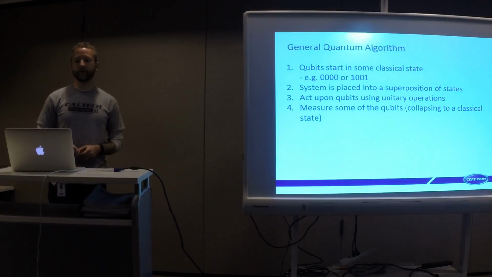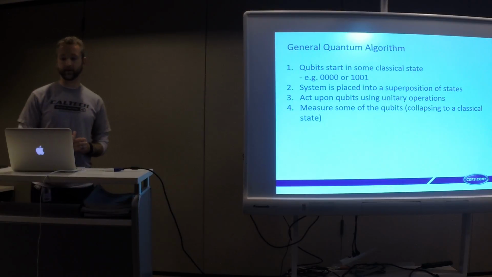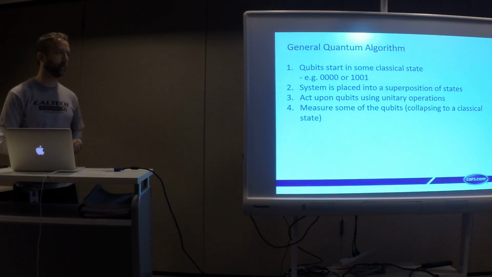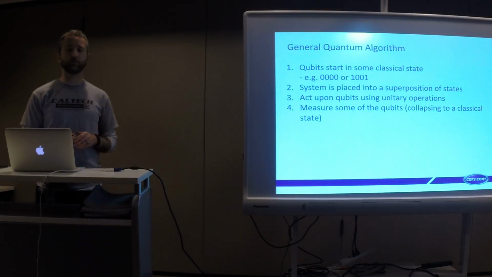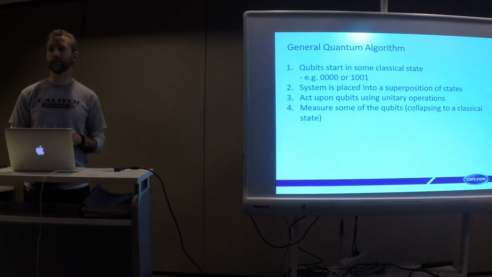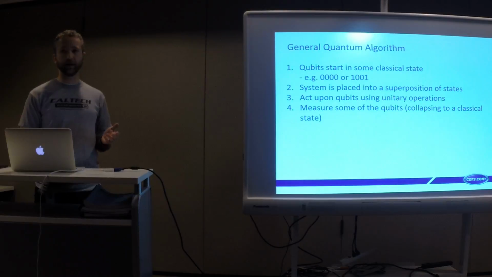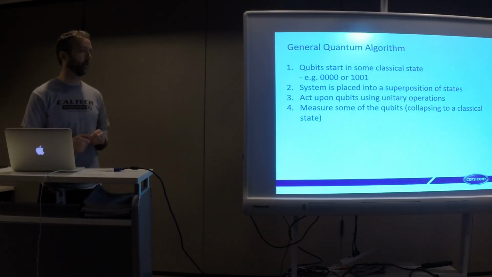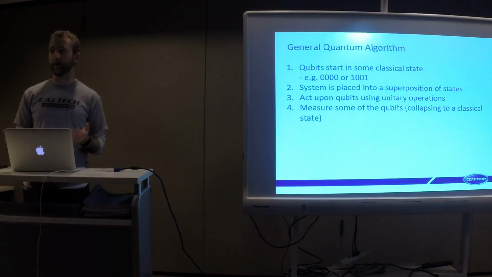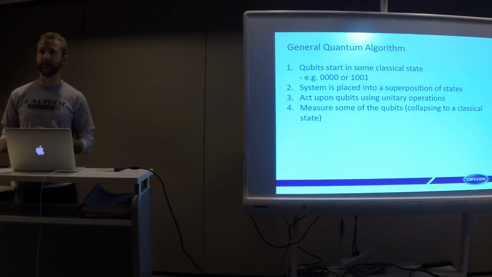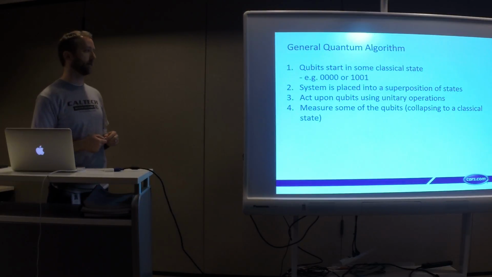So, how are we going to construct a quantum algorithm? Well, typically what we'll do is we'll start in some classical state, some state that we know, just classical zeros and ones. We're going to put that system into a superposition of states. So we're probably going to run it through some Hadamard matrices, some rotations. Then we will act upon the qubits using unitary operations. So in some cases, we might have to take a classical operation like AND and translate it into something reversible that we can do in a quantum circuit.